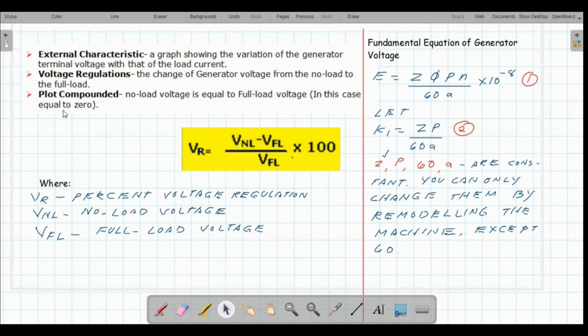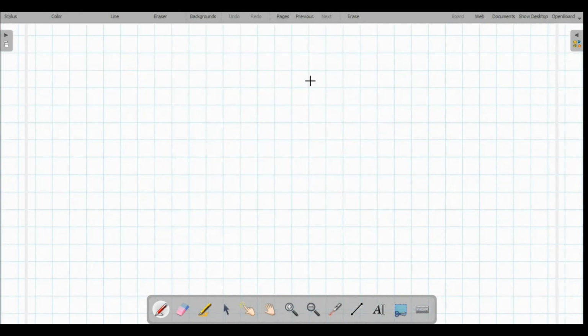So, base dito sa formulang ito, i-substitute natin itong K1. Paano mo maisa-substitute yan? Ito yung 60, ito yung number of parallel paths, ito yung number of poles. Gagawin mong K1. So, syempre, kung i-substitute to, you have K1.